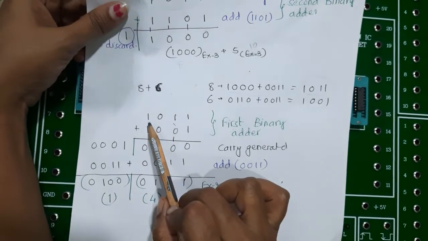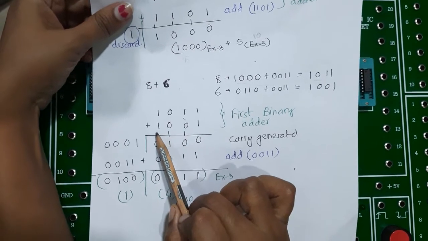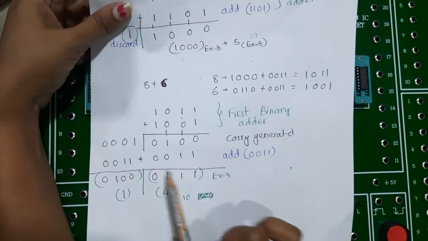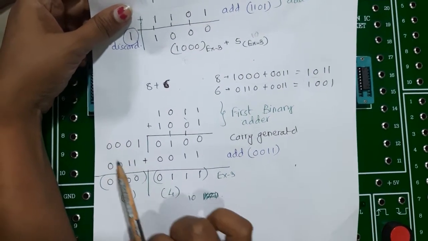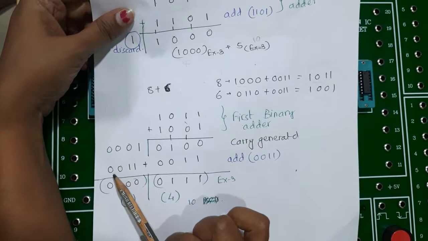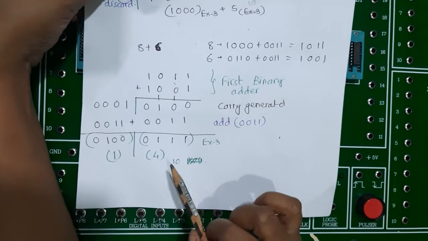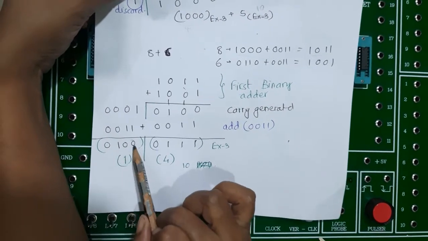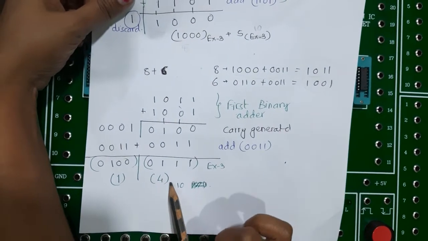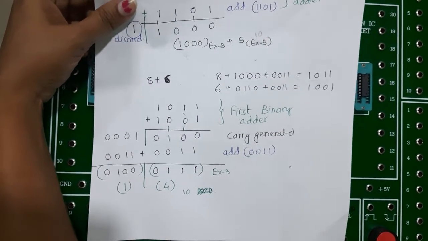While providing input, I will provide 1011 as the first input to the binary adder, and the second input is 1001. After performing addition, here the carry is generated. So I'll be adding 0011 in both parts, that is 0011 for the carry, and this is the result. In both parts I will be adding 0011, and whatever the result is, that is again the XS3 representation of the final value. So 0100 is nothing but decimal 1, and 0111 is nothing but decimal 4. So combined it is 14. Got it? Got it, everyone?